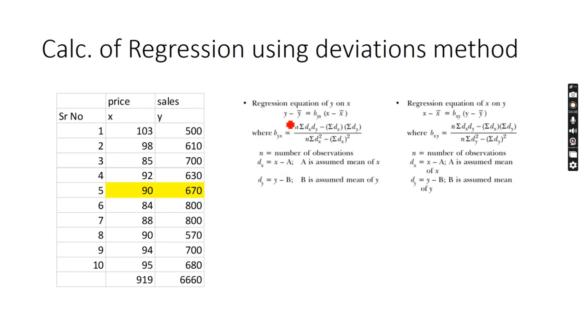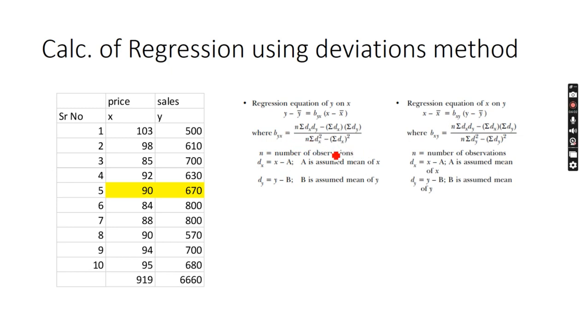If you see y minus y bar. Y bar stands for the arithmetic mean of y. So if you look at the table, the total sum of y is 6660. If I divide it by the number of observations, y bar would be 666. Byx is the regression coefficient which we will calculate using this method.